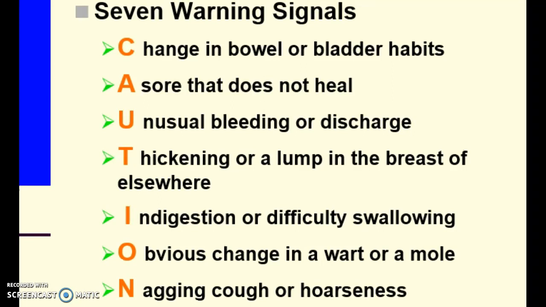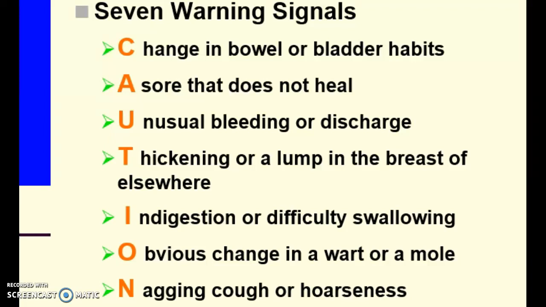C is change in bowel or bladder habits. All of a sudden you have diarrhea. All of a sudden you're constipated, have abdominal pain. You can feel a lump in your abdomen. A, for caution, is a sore that does not heal. U is unusual bleeding or discharge. That can be from the nose, the vagina, the rectum, the bladder.